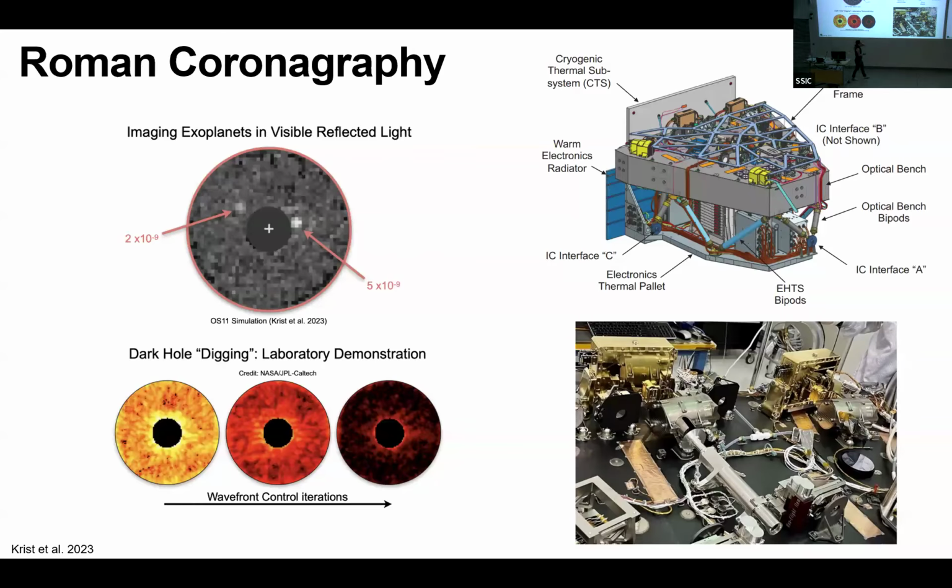Okay, so in the last couple of minutes, I'll just talk about where we're headed. In terms of really pushing contrast, we have great things to expect from Roman in the coming years. There's a lot of tech development that's going to advance the state of the art of coronagraphy and space-based coronagraphy with Roman. We're expecting to get down to contrast below 10 to the minus 8, thanks to multiple wavefront sensors, which you can see here, and software that lets you dig dark holes around your stars.